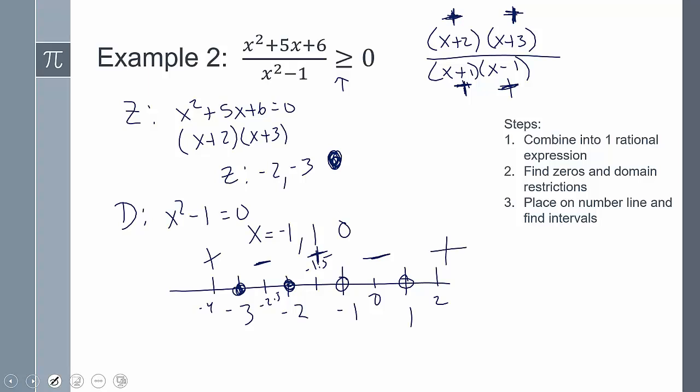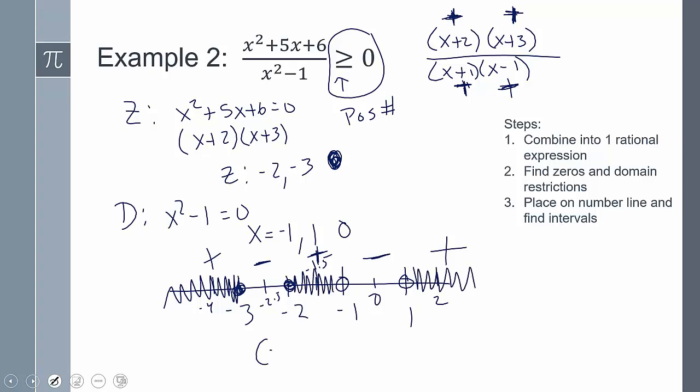Why am I saying positive? Like, wait, what? 2 plus 2 is 4, that's positive. 2 plus 3 is 5, that's positive. 2 plus 1 is 3, that's positive. 2 minus 1 is 1, that's positive. So you just count out all the positives because you're multiplying them. So this is greater than 0. Numbers that are greater than 0 are positive numbers. So that's my answer. I would get negative infinity to -3, union from -2 to -1, union from 1 to infinity.